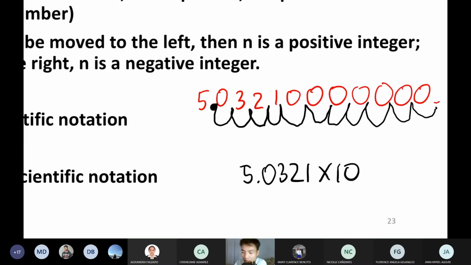Times 10 raised to ilang steps? Nakalimutan ko yung bilang. So, ulit ako. 1, 2, 3, 4, 5, 6, 7, 8, 9, 10, 11. So, 11 pala. So, this is 11 steps to the left. So, this will be positive 11. So, that's how we write the scientific notation for that number. Diba? Instead of writing too many zeros, ganito na lang. Of course, di yan applicable sa cheque, ha? Baka mag-scientific notation kayo sa mga cheque nyo in the future.